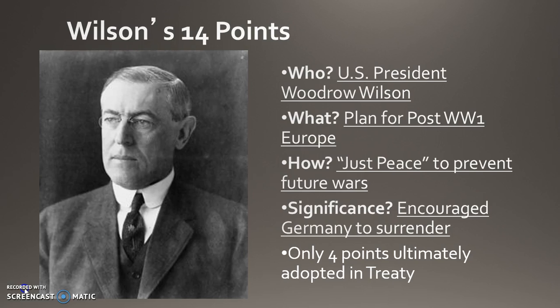Leading up to the war, President Wilson had been discussing his plan for post-World War I Europe. He wanted to develop a treaty that would deliver a just peace, something that was fair and would prevent future wars from breaking out again. This idea of Wilson's is very important in World War I because it encourages Germany to surrender. There are only 4 of Wilson's ideas that actually make it onto the treaty, but his promotion of this fair peace encouraged the Germans to surrender.